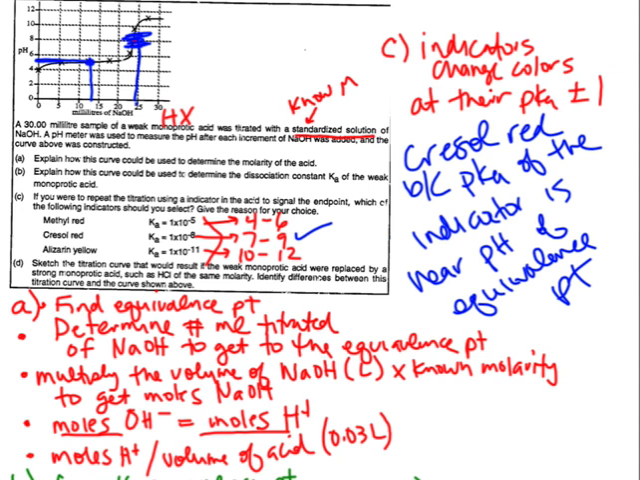All right, the last part. Basically, sketch the titration curve that would result if the weak acid was replaced with a strong acid, such as HCl, of the same molarity. Identify the differences between this titration curve and the curve above.